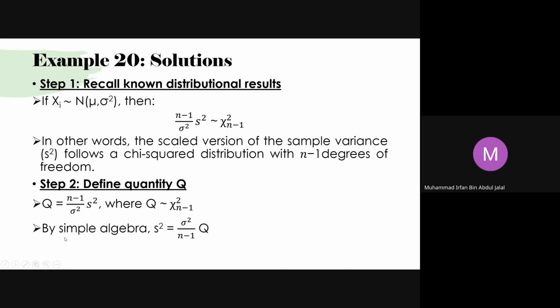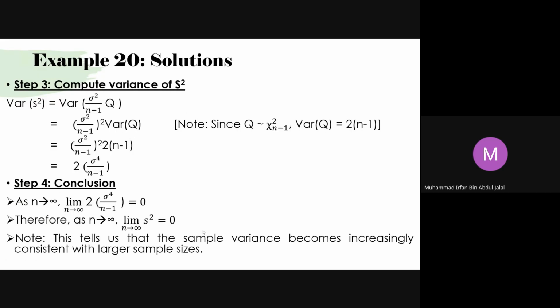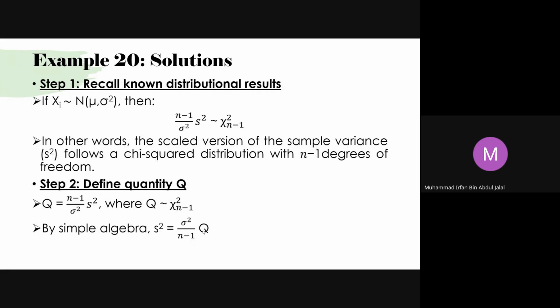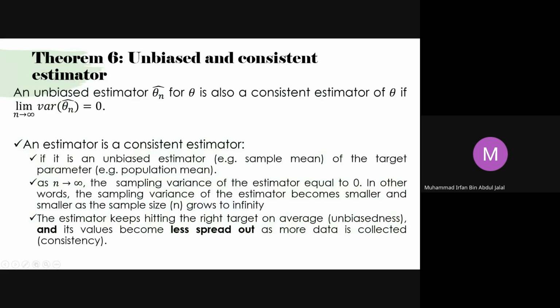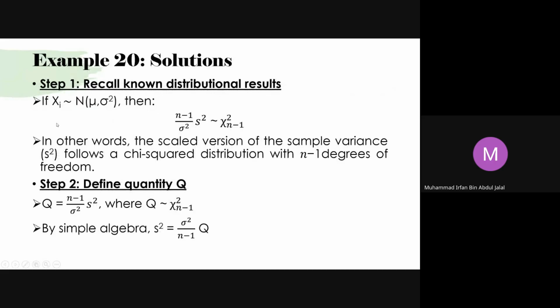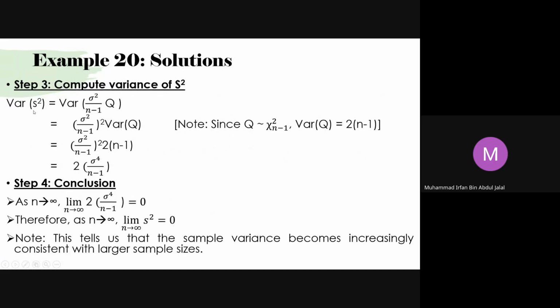By simple algebra, then we can rewrite this equation in the sample variance form. So with a simple algebra, we can get this one. Okay, sigma squared divided by n minus 1 times Q. So now we use the same method previously. We take a variance on both sides, because we need to prove the limits here. So we take variance on both sides.